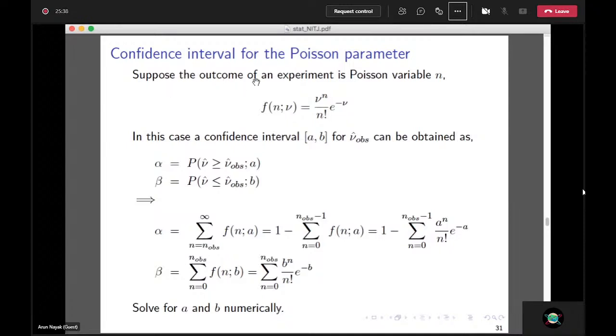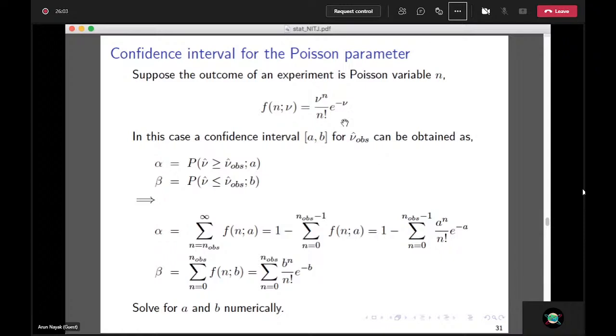Suppose we have an outcome of the experiment which is a Poisson variable n. Okay, so it is discrete. Then the Poisson PDF looks like this, where nu is your mean number, and in this case, suppose you want to get a confidence interval AB for a given observed value of nu.